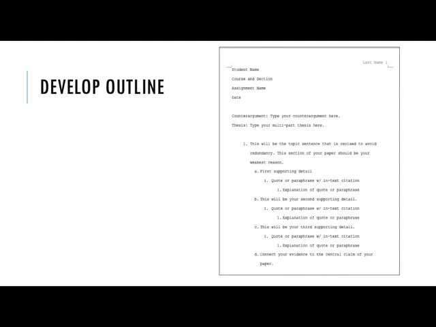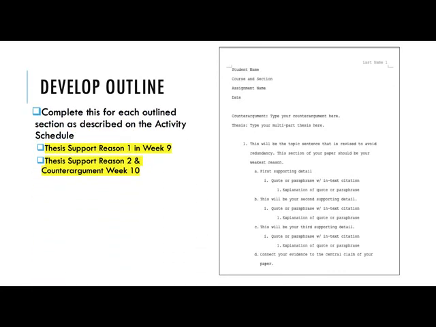So as we continue to develop our outline, there's a few things that I want to call your attention to. First, don't try to do it all at once. Complete these steps that I've just shown you according to the activity schedule, and for what is being asked for on the particular activity for a week. So for thesis support reason 1, I'm asking you to do that in week 9. And for thesis support reason 2 and your counter argument, that'll be in week 10. So don't get ahead of yourself. And I did modify this a little bit from earlier in the schedule to make our work more manageable this week and next week.